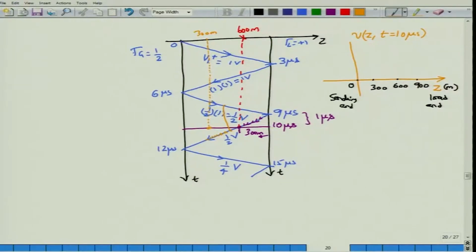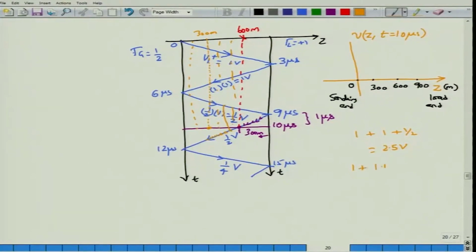So up to 10 microseconds, these are the 3 voltages that I have received, and you can clearly see that I can take slices along Z at any point, and the voltage that I would obtain would all be constant, with an amplitude of 1 plus half, which is 2.5 volts. Only in this region, beyond the red line, the total voltage will be 1 plus 1 is 2, 2 plus half plus another half because of the reflection. So that would be 3 volts.